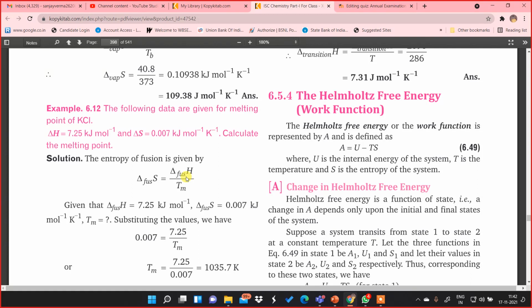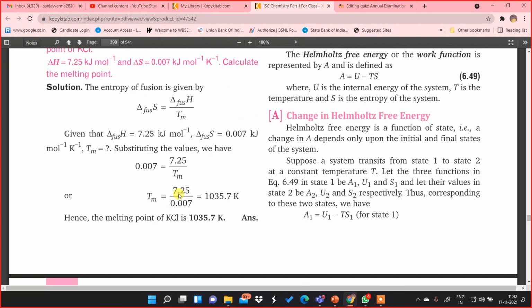Direct application of formula. So delta S fusion is given, delta H fusion is also given, Tm is supposed to be found out. Now this is given, so we'll put the values over here directly. Okay, so Tm I'm getting 1035.7 Kelvin. So don't you think these sums are very easy, provided you know what type of phase transformation is taking place.